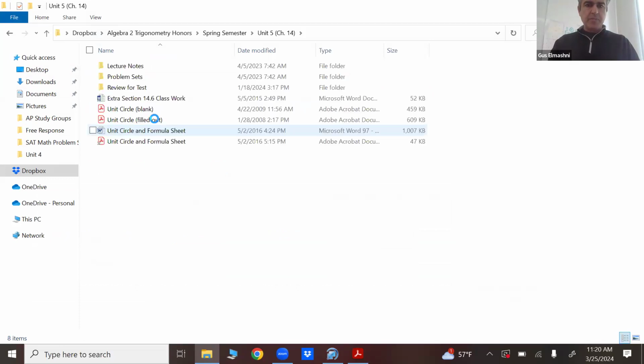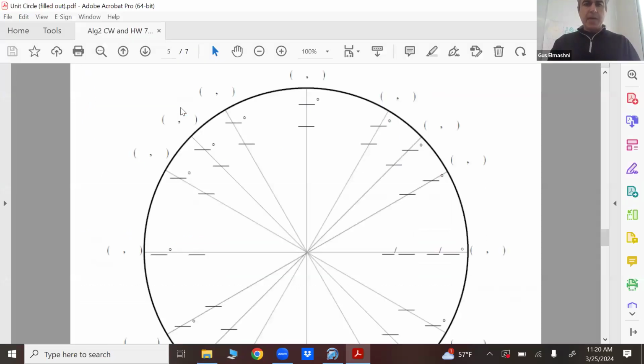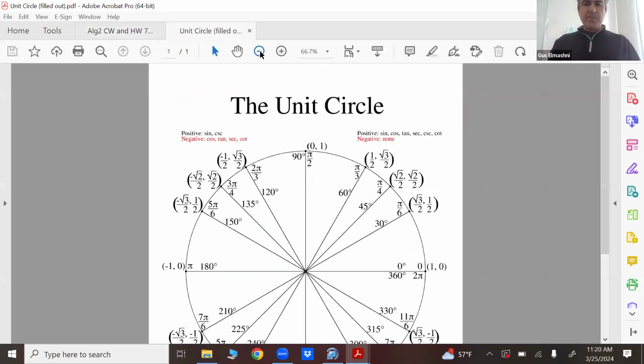Okay, here we go. This is called the unit circle. We talked about the unit circle already. We kind of know what's going on with it, right? Okay. It looks a little daunting. Yes, I know. It does look a little daunting at first. Let me kind of explain what's happening here.